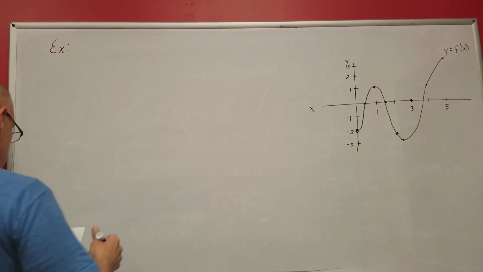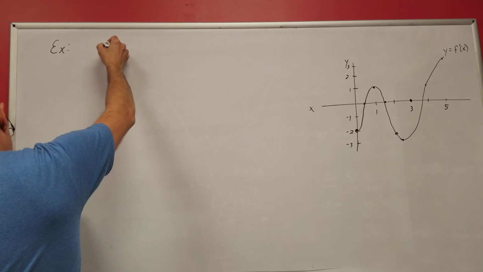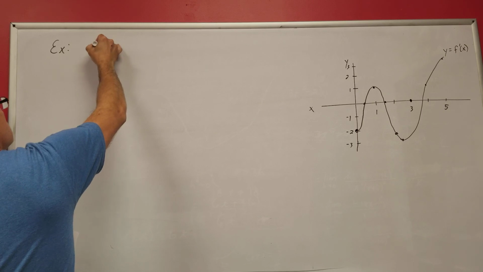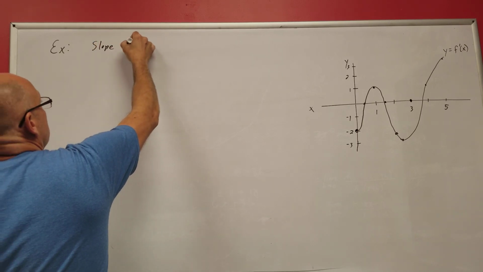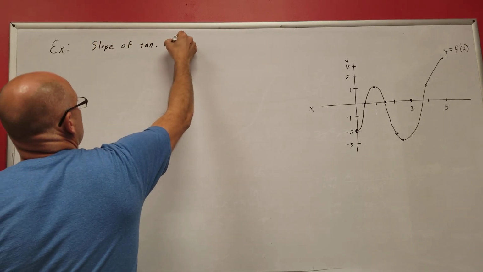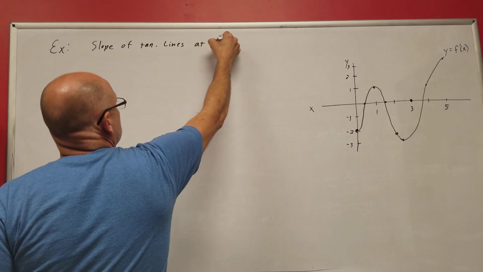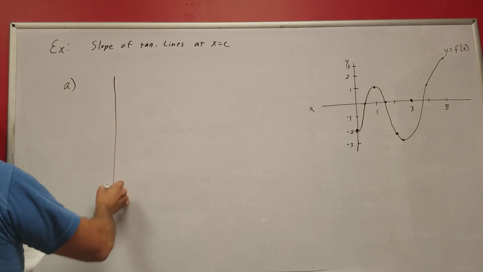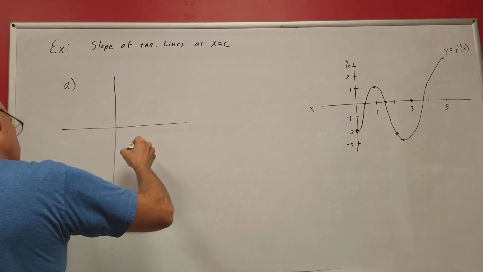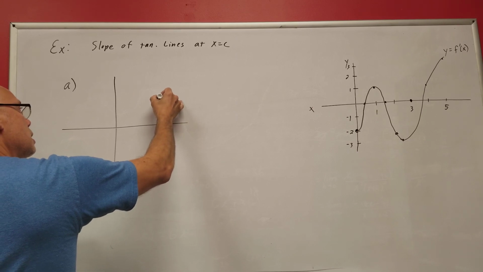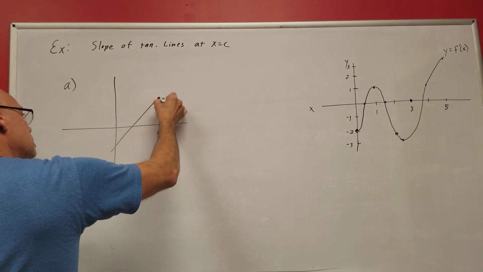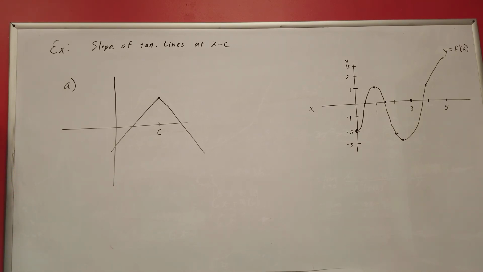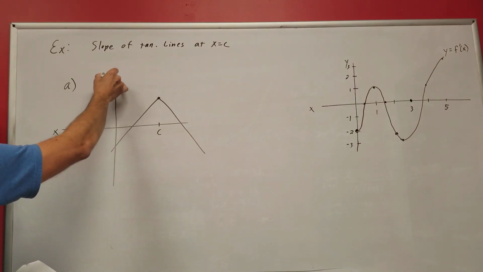Let me ask you this. Let's look at this example. It says sketch the slope of the tangent lines at x is equal to c. Slope of tan lines at x is equal to c. They want you to sketch the slope of the tangent lines at x is equal to c. Then they give you a graph for part A. Part A, they give you a graph and they say, okay, here's c, and your graph does something like this. Go ahead and call that, I guess, an X and a Y.